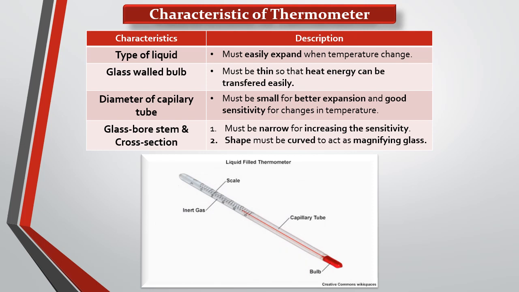So this is the diagram showing the liquid in glass thermometer and its components, which are the capillary tube, the bulb, the glass stem, and the scale.